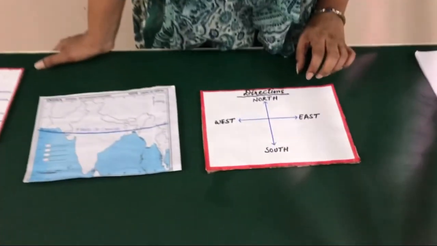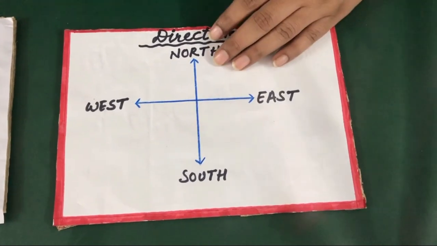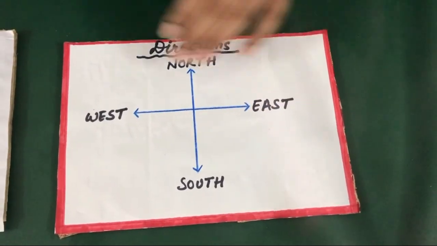Today, I'll show you some basic but important points to follow while reading a map. Firstly, we have some major directions. There are 4 major directions: north, south, east and west.